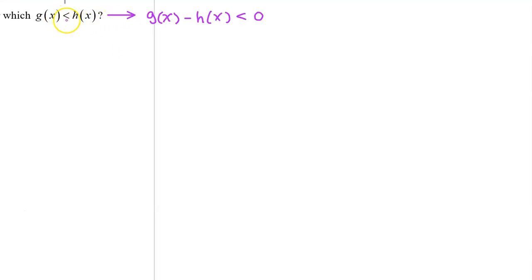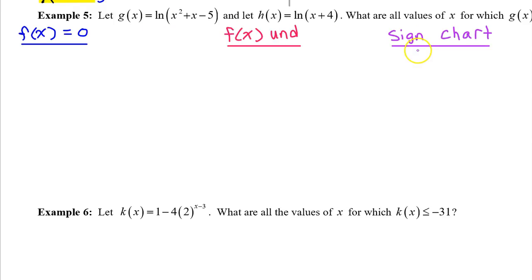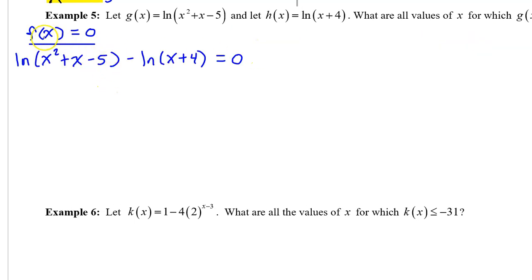By subtracting h of x from both sides, the inequality can be written as g of x minus h of x is less than 0. Let's define f of x as g of x minus h of x. So we are trying to find where f of x is less than 0. Ultimately, we would like to make a sign chart for f of x, but in order to do that, we need to know where f of x is equal to 0 and where f of x is undefined. To find where f of x is equal to 0, we will set g of x minus h of x equal to 0.